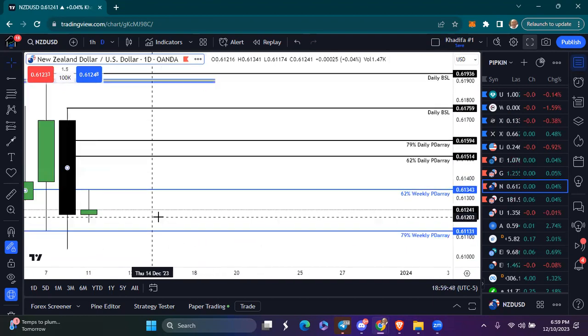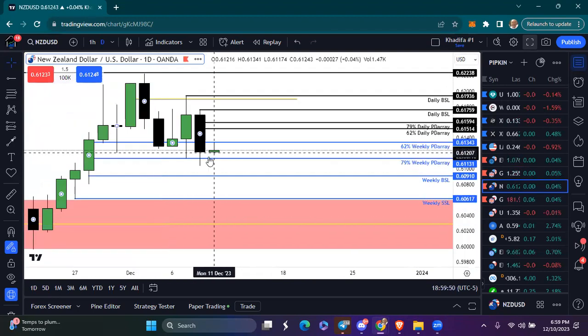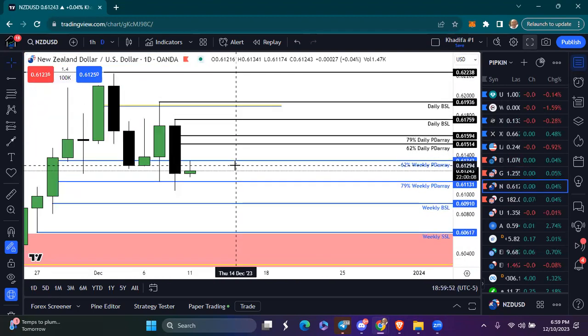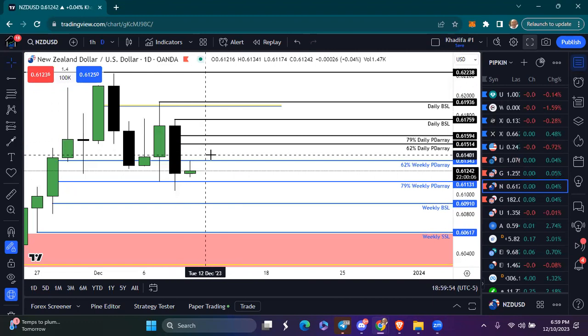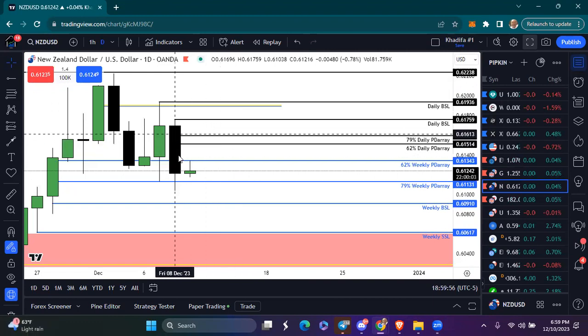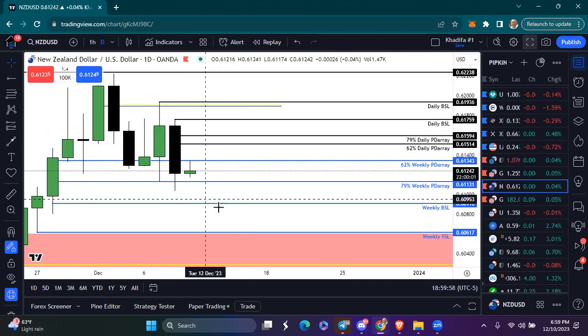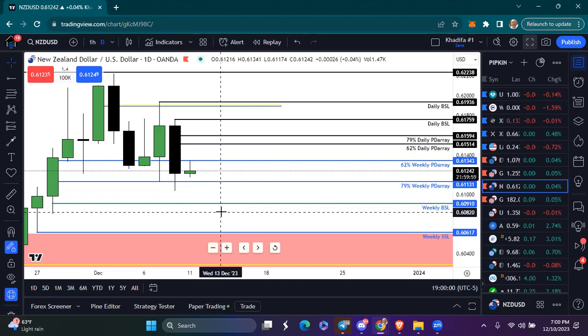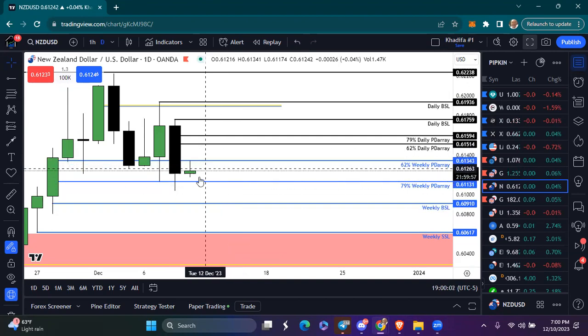Cool beans, cool beans. So I am expecting price to push up into Friday's premium price range for NZD USD, right? Now, we could see price come down between Asian markets tonight and going into London to run this weekly sell side liquidity here.